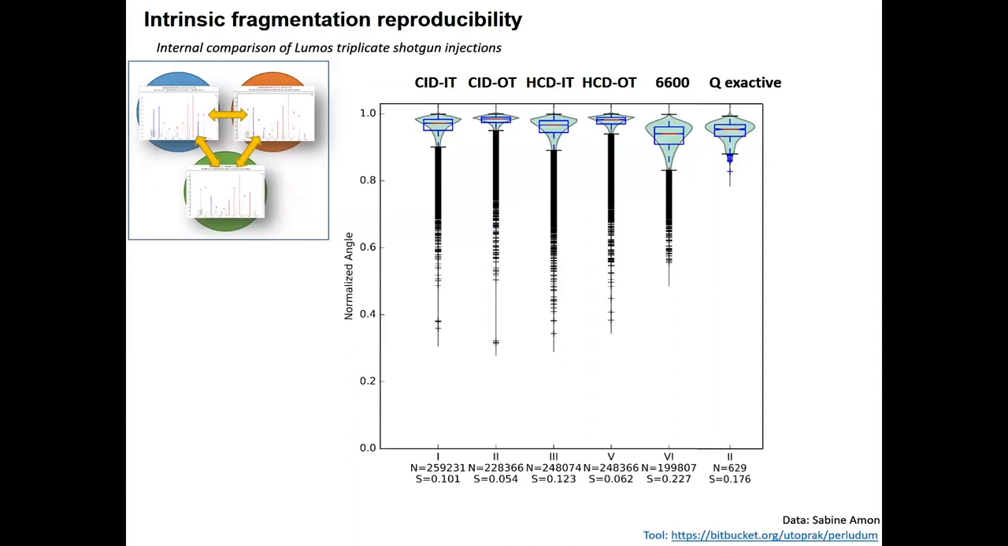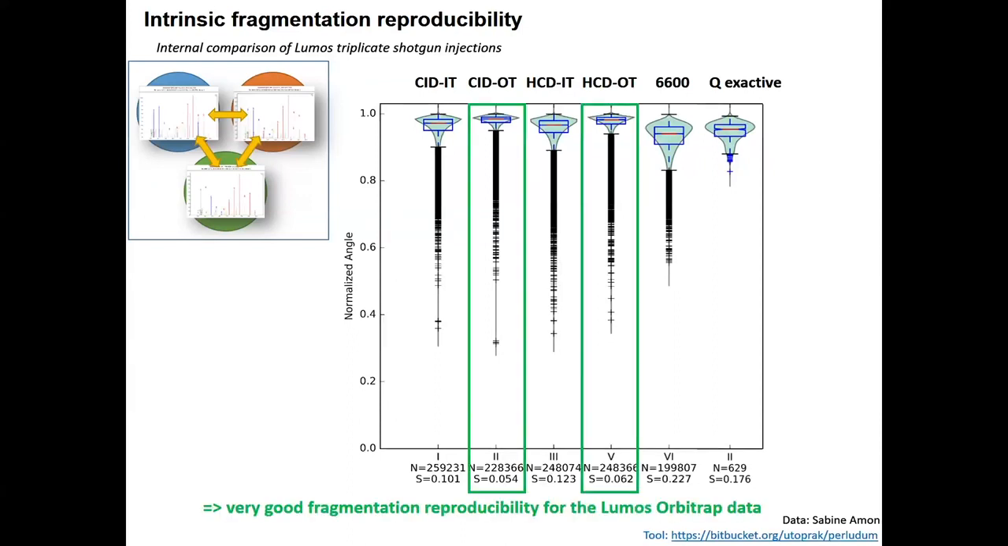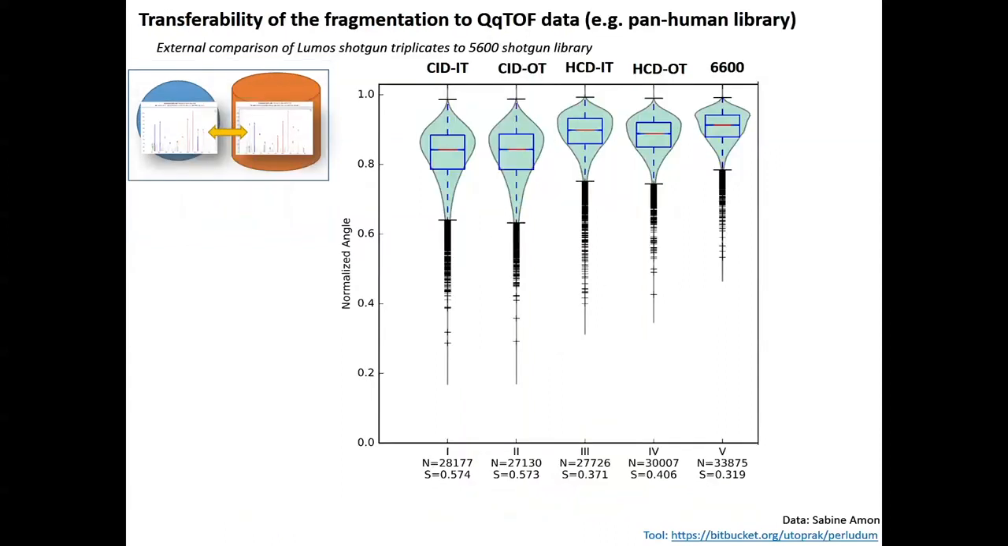I don't know what they did, but the fragmentation reproducibility and accuracy has drastically improved from Elite to Q-Exactive to Lumos. So now you can speak about less than 5% variance between your MS/MS spectra, which is virtually identical pictures that you can compare and match your data with. I was very impressed with the data. This is Orbitrap, so which type of fragmentation doesn't really matter. It's extremely impressive fragmentation reproducibility.